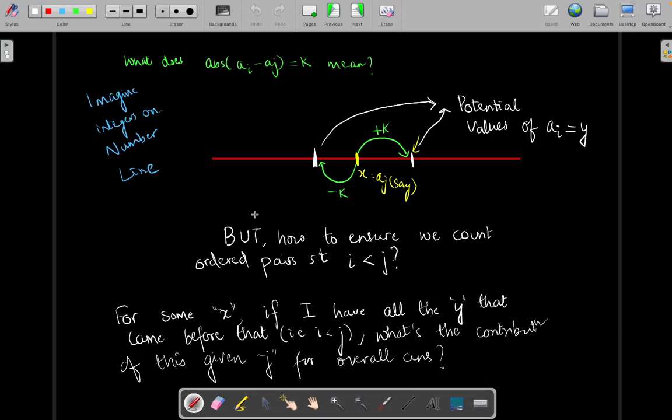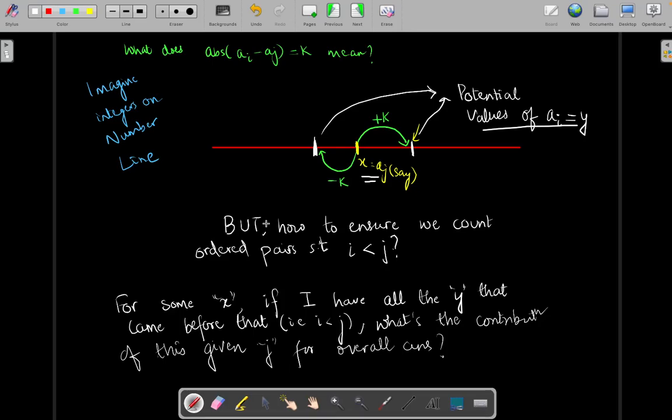And how can we visually interpret this? The absolute difference between these two numbers can be visualized using a number line. Imagine you are standing at this arbitrary j, and let's say the element at this position is x, that is, A[j] equals x. Now, if we take a jump of k to the right, or a jump of k to the left, both of them are potential candidates for A[i], right?